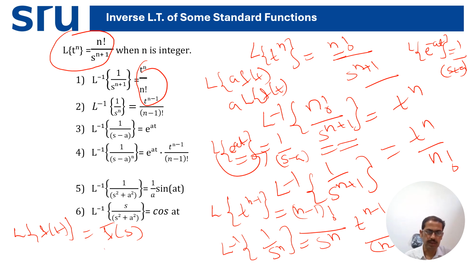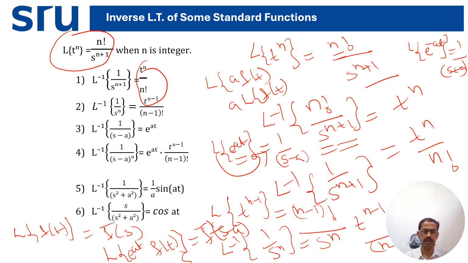Now, the Laplace transform of e to the power of at into f of t is f bar of s minus a. Here s is replaced by s minus a. For e to the power of minus at, s is replaced by s plus a.